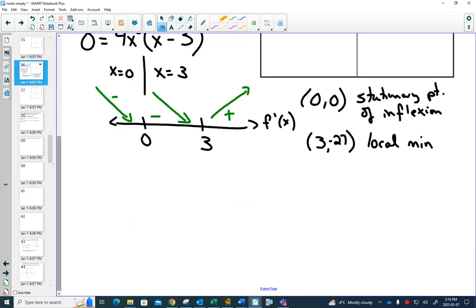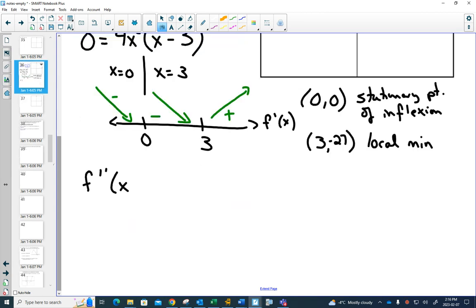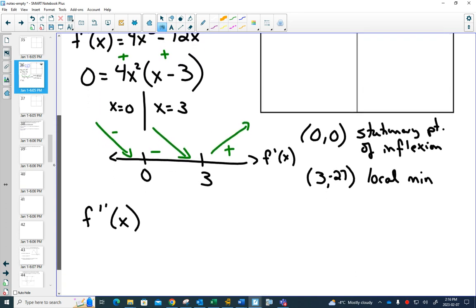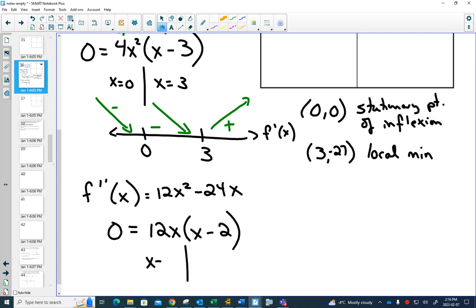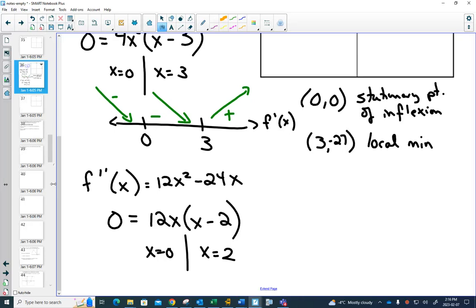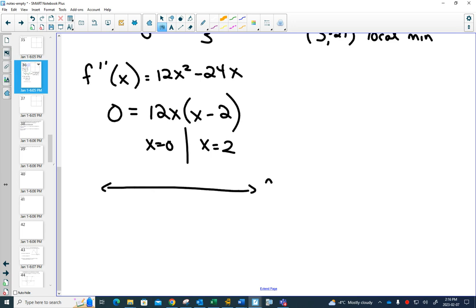Second derivative. Find our second derivative. It's going to be 12x squared minus 24x. Set it equal to 0. Factor out a common factor of 12x. And we get x equals 0 and x equals 2. We make our number line with those points for our second derivative with 0 and 2.